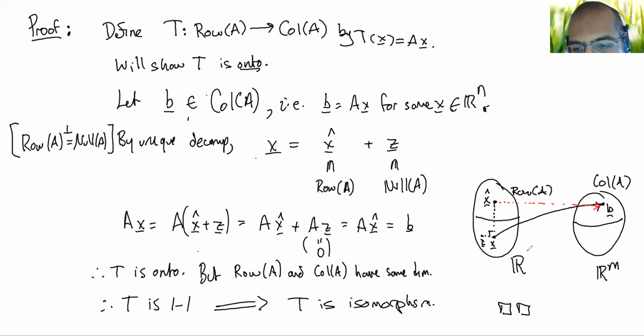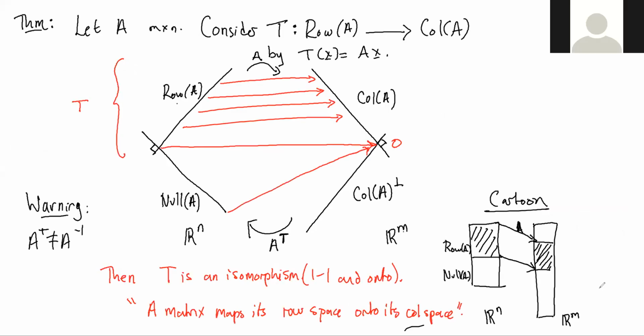I'm sorry, this is R^n. Yeah, thank you. Sorry, this might be a stupid question, but could you go back to the last slide? Yep. In the cartoon, we said that A is one-to-one and onto, right? It's onto the column space of A.